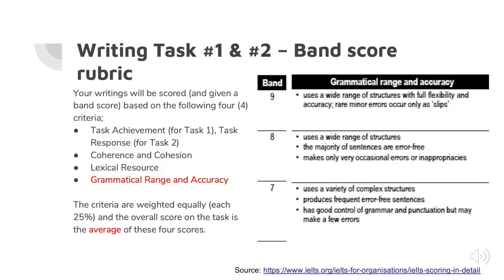Writing task 1 and 2, a band score rubric for grammatical range and accuracy, a band score of 9 uses a wide range of structures with full flexibility and accuracy. Rare minor errors occur only as slips, not affecting the main point of the essay.